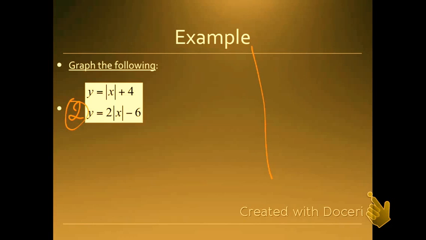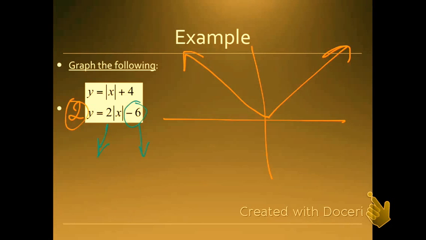For example number 2, here's our parent function. This tells us we have a coefficient of 2 and we have a -6 outside. So this is going to make us go down. This is going to compress. It basically changes the slope.